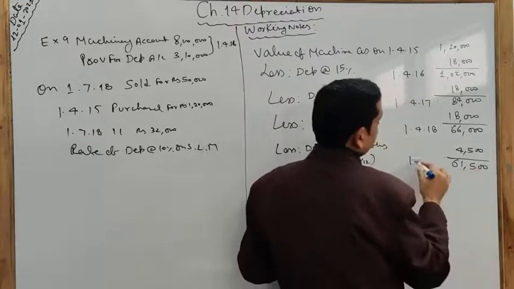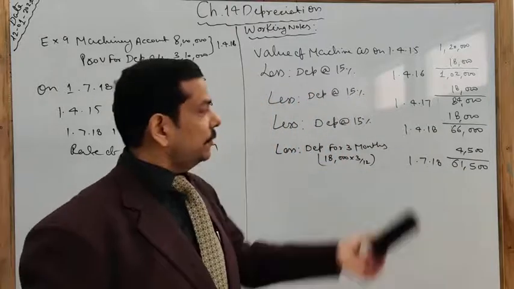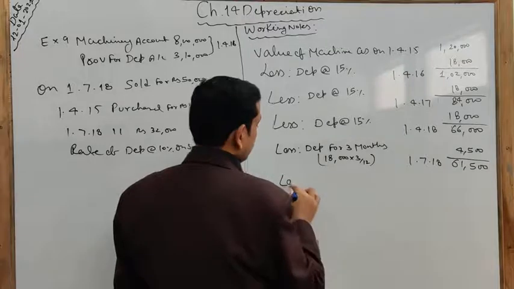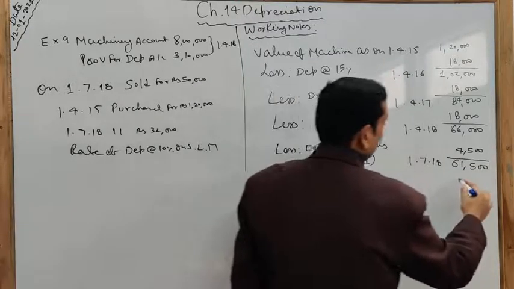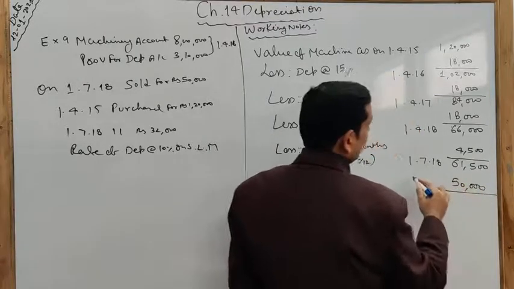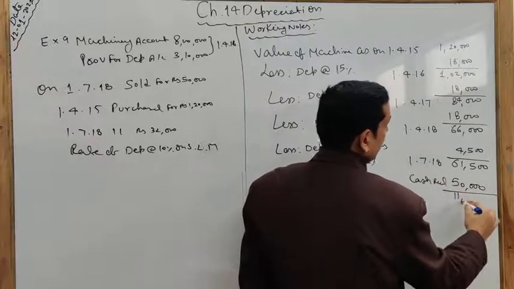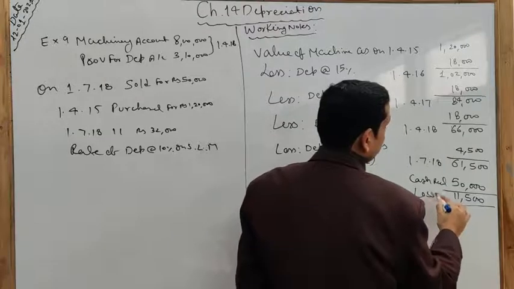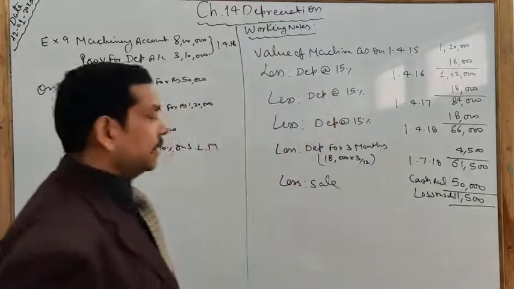So value of machine as on 1/7/18. Now this is the value of the machine on 1st July 2018. Now here machinery is sold. So less sale. Sale is for 50,000. So always remember this 50,000 is cash received. Remaining is 11,500. So that is loss on sale. That goes to your profit and loss.